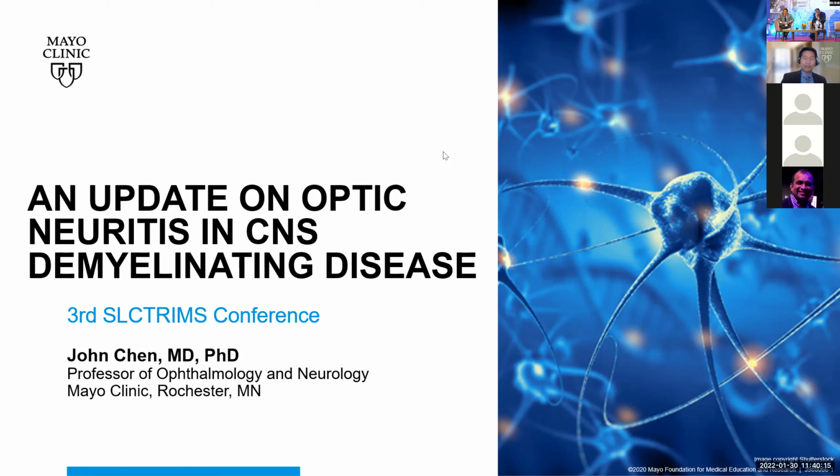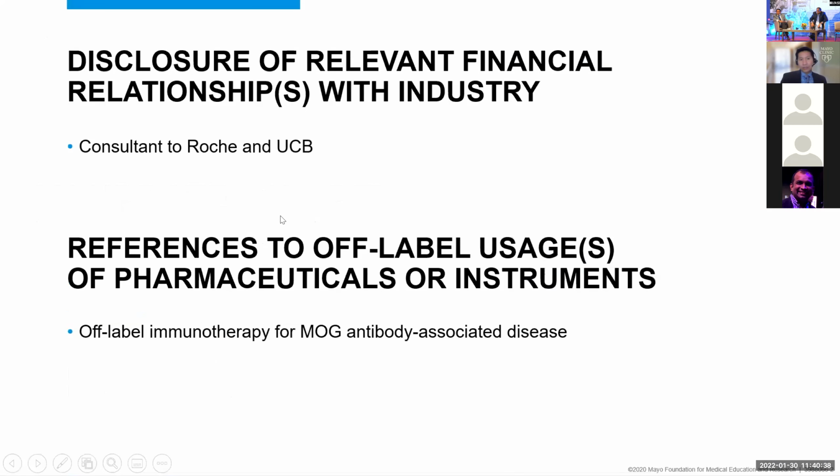It's my favorite topic because of the amazing advances we've had over the past couple of decades in having biomarkers for atypical optic neuritis, with aquaporin antibodies for NMO and MOG antibodies for MOG antibody-associated disease, where it not only changes the prognosis, but more importantly, it changes the treatment, the way we approach these patients. In terms of disclosures, I'm a consultant to Roche and UCB, but that won't have any relevance to this talk. And we'll talk about some off-label immunotherapy for MOGAD.